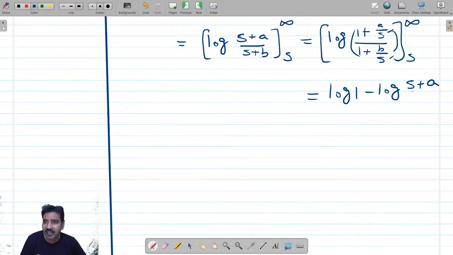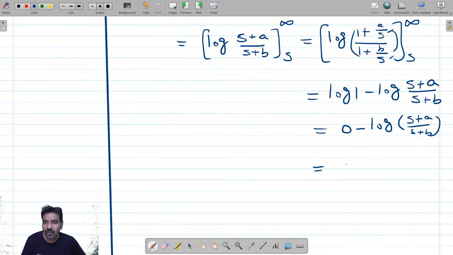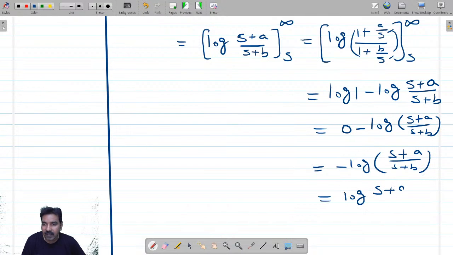So I can write directly (s plus a) by (s plus b). Log 1 is 0. So 0 minus log of (s plus a) divided by (s plus b). So therefore, this is minus log of (s plus a) divided by (s plus b). Here you have a minus symbol, so this will appear as the power of (s plus a) by (s plus b).